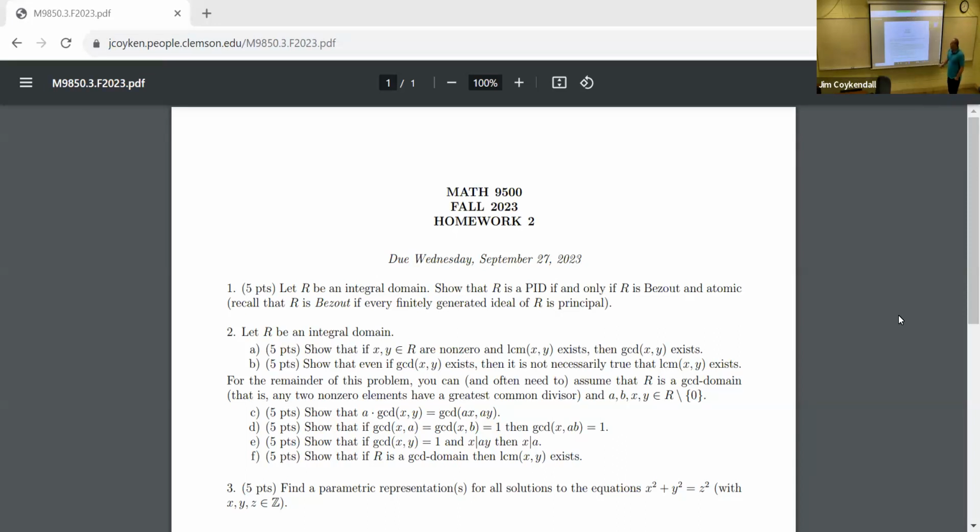And finally, show that if R is a GCD domain, then the least common multiple of any two elements exists. So your counterexample better not be a GCD domain.